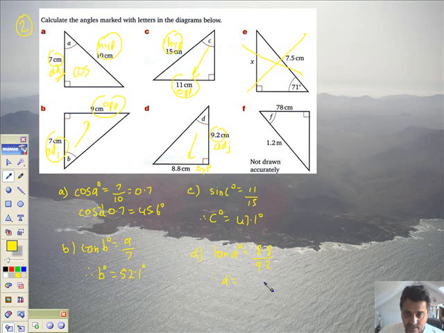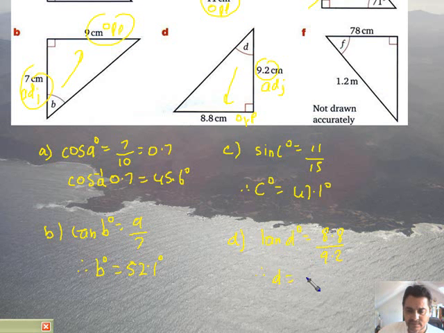What's wrong? Do it again. Nothing wrong with it. 8.8 divided by 9.2 equals shift tan. Bang. That's better. There went wrong there. There you go. What have we got? 43.7 degrees.